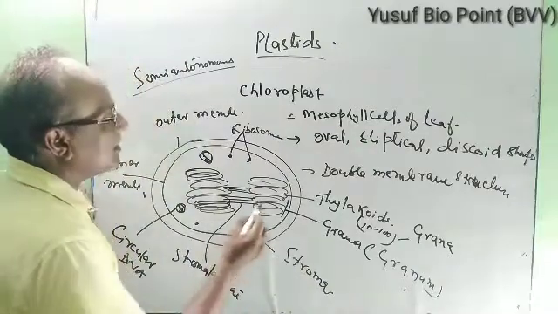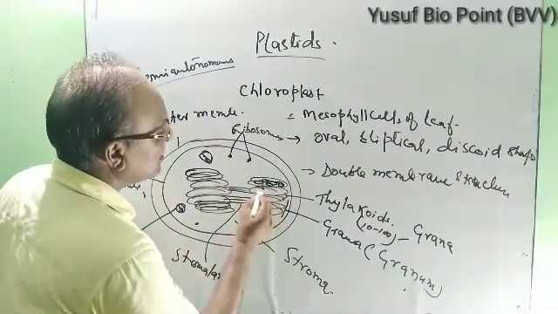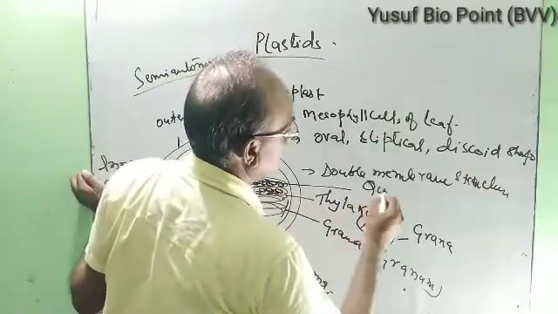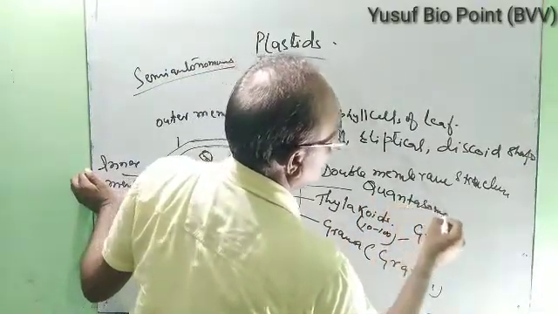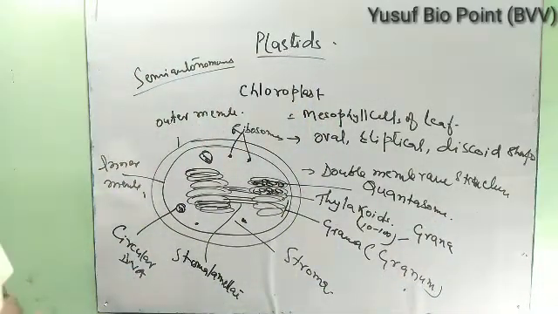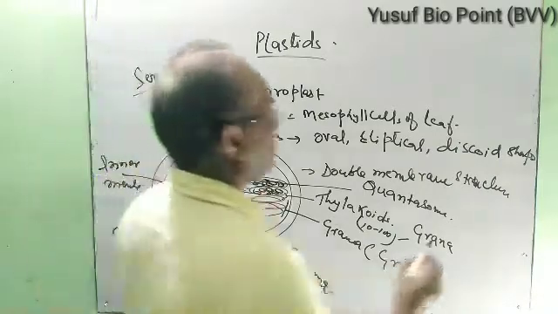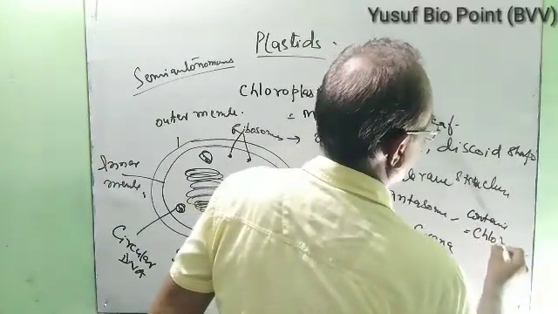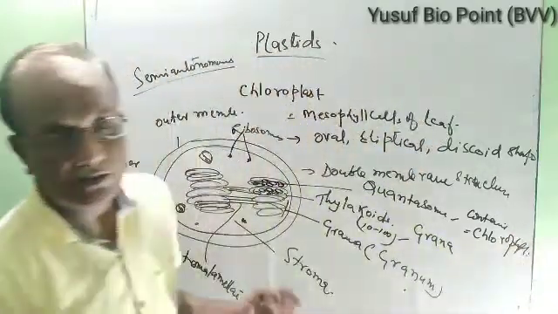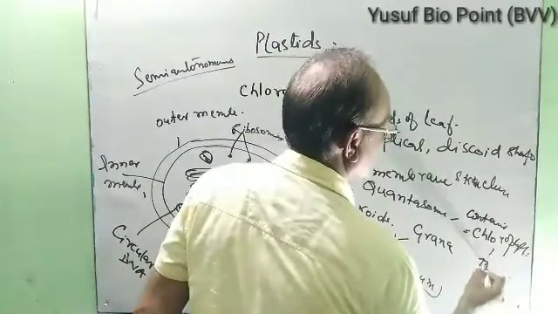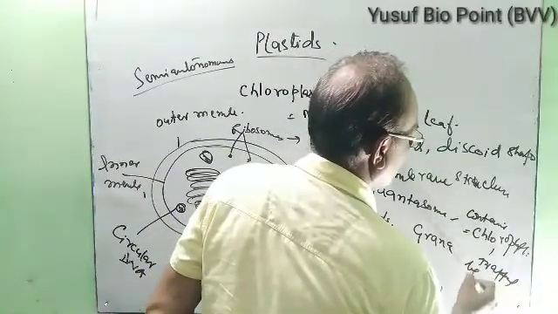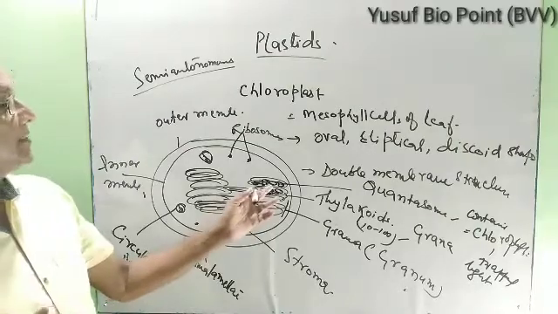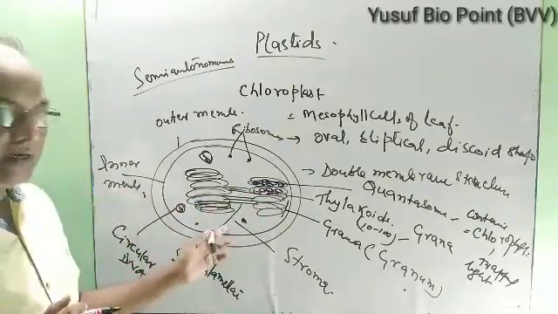Thylakoids contain many units, called quantasomes. This quantasome contains chlorophyll, and the chlorophyll traps light for photosynthesis. This means the light reaction of photosynthesis takes place in that part, and the dark reaction takes place in the stroma.